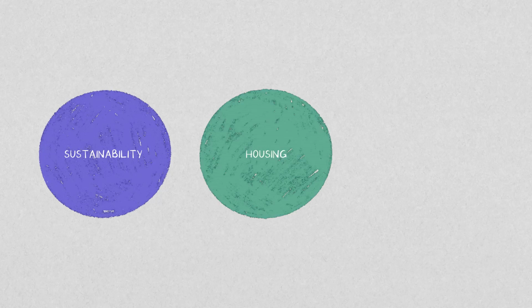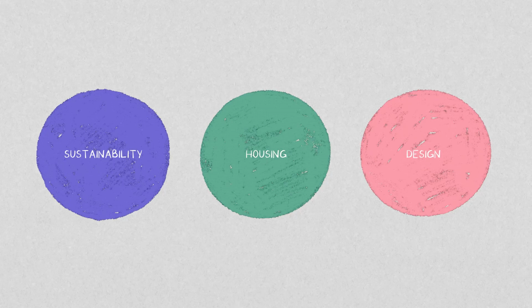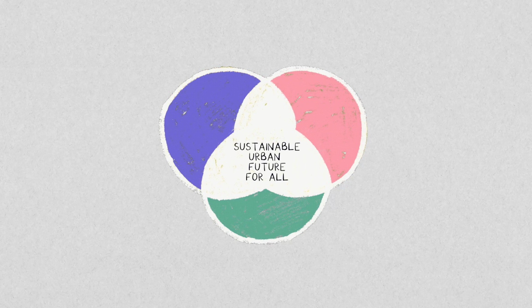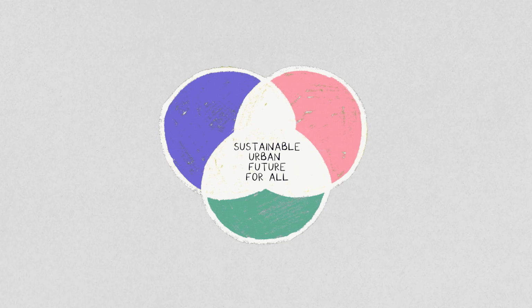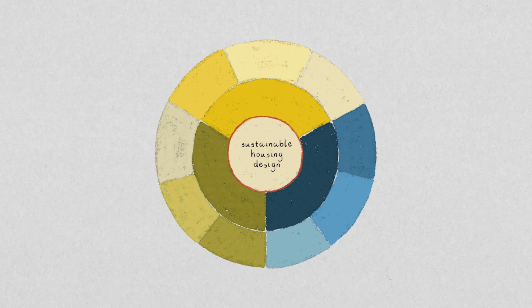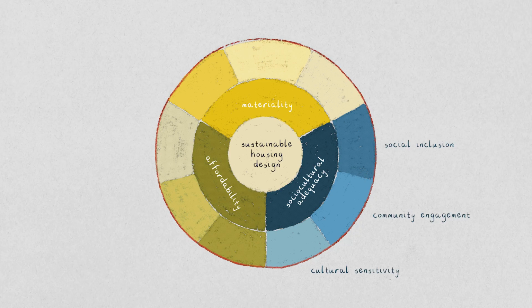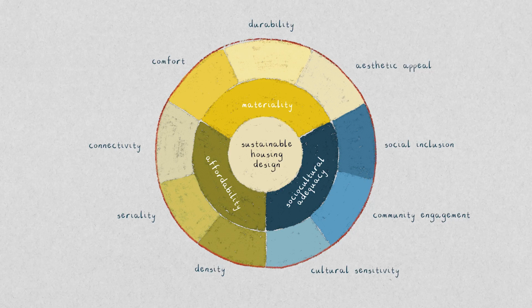We will clarify how we understand and define the three main terms of the course's title: sustainability, housing, and design, and how we think these are interlinked in the process of creating a sustainable urban future for all. And finally, we will introduce concepts and terminology to be elaborated during the rest of the course that are specific to the topic of sustainable housing design, yet relate to broader issues of sustainability on a global scale.